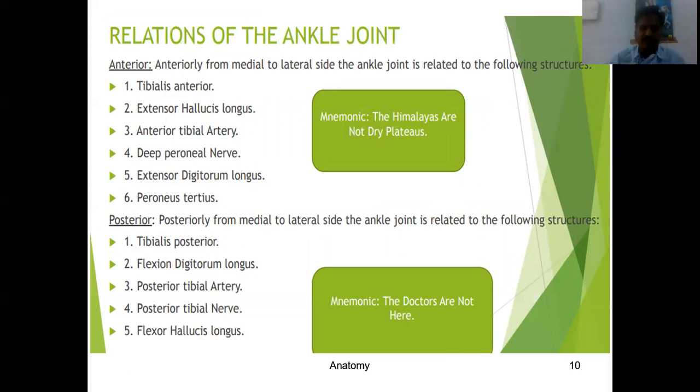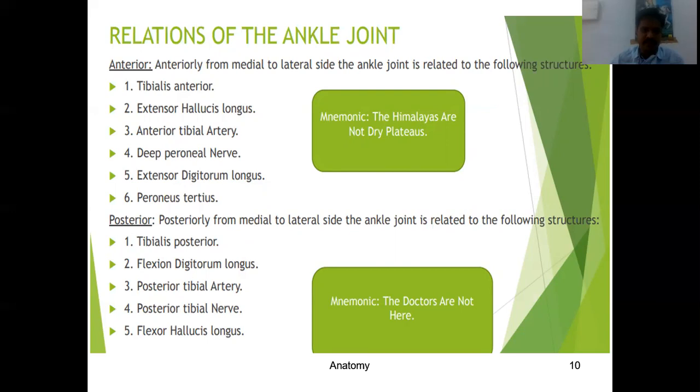Coming to the relations of the ankle joint, what are the structures that come in front, behind, medially and laterally? Anteriorly, we have the tibialis anterior and extensor hallucis longus tendons, the anterior tibial artery, the deep peroneal nerve, extensor digitorum longus, and peroneus tertius.